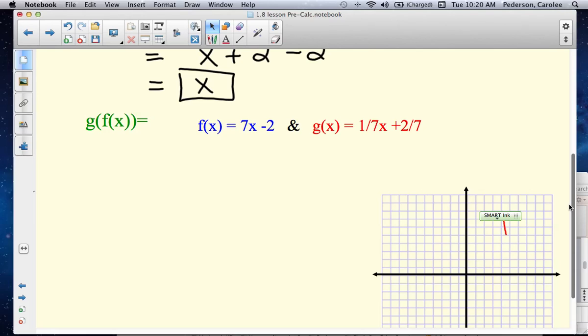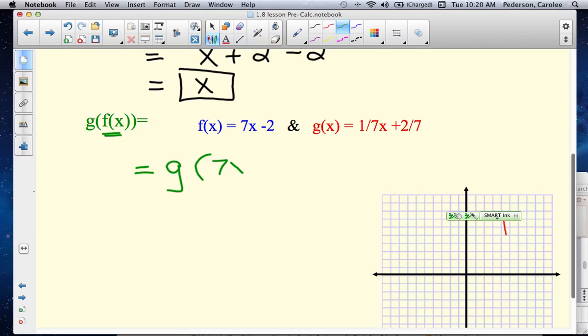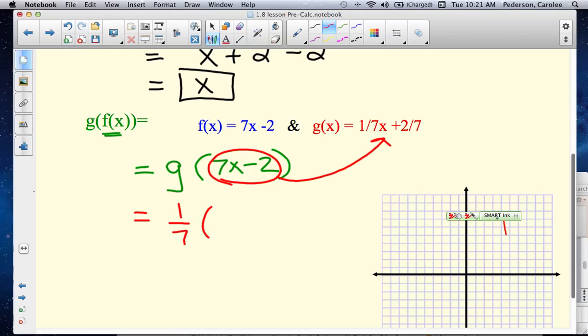All right, where did you start at? What function did you start with to do this g of f of x? Start in the innermost parentheses. What's the innermost parentheses? F of x. So I'm going to replace that f of x with the blue function, 7x minus 2. Now I'm going to say g of 7x minus 2. So this 7x minus 2 is going to evaluate for the g of x function. So now I have 1/7. I'm going to replace this x with 7x minus 2. And I have then plus 2/7.